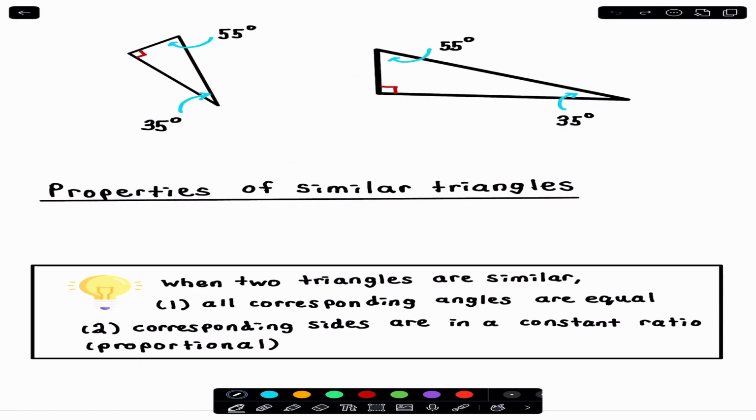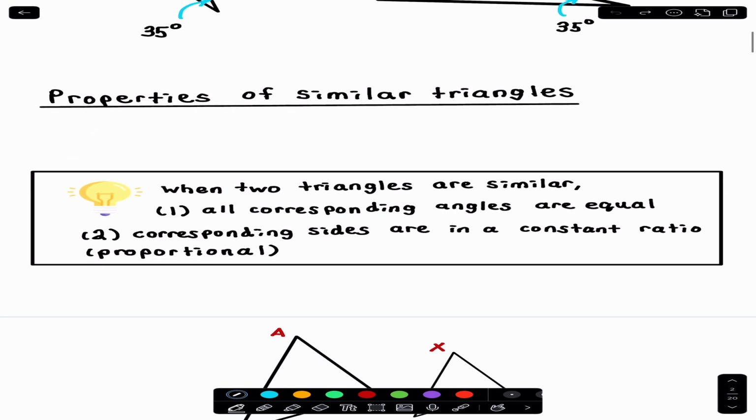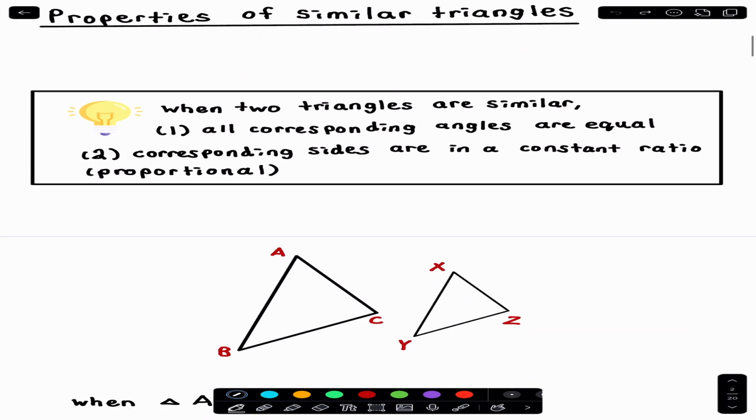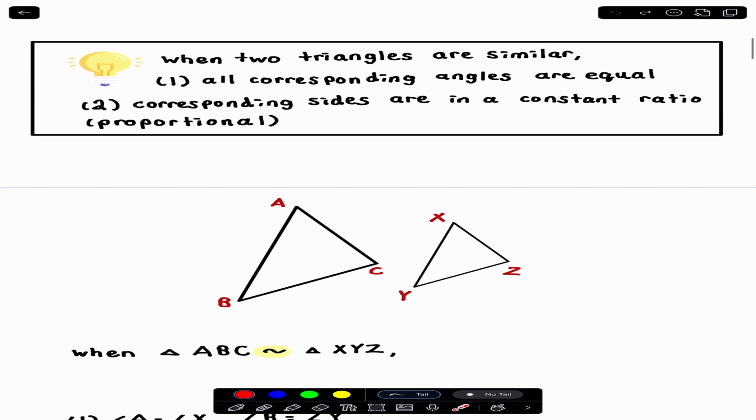So next, we're going to go over some properties of similar triangles. And this is very important to remember. So when 2 triangles are similar, all corresponding angles are equal, and all corresponding sides are in a constant ratio. So in other words, they're proportional. Now, if you're confused on what that means, I'm going to show you what corresponding means in just a second.